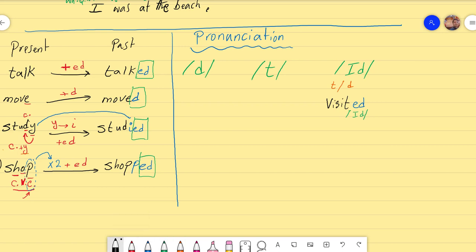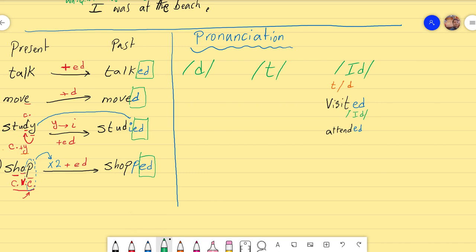Or look at this one. Attend. The past form, attended. Attended. Very good. So if we have t or d, we have the sound id.